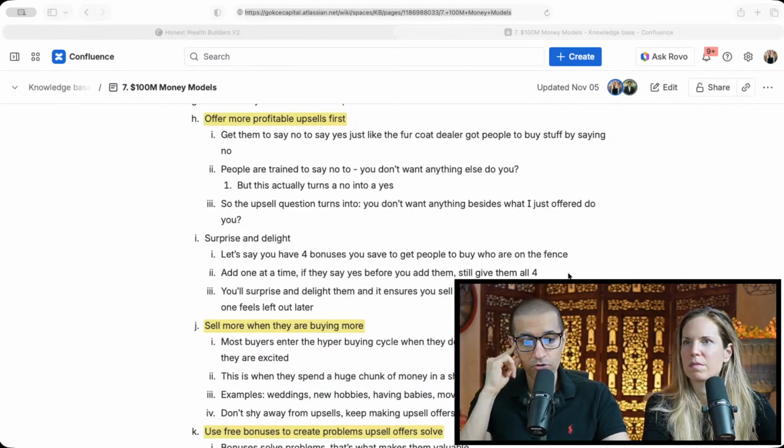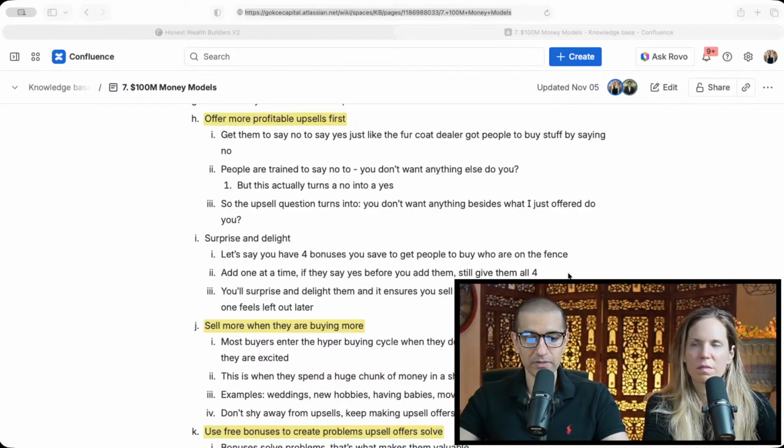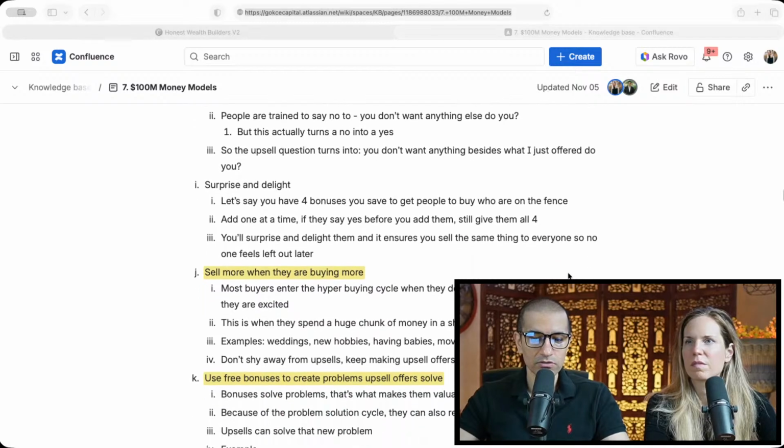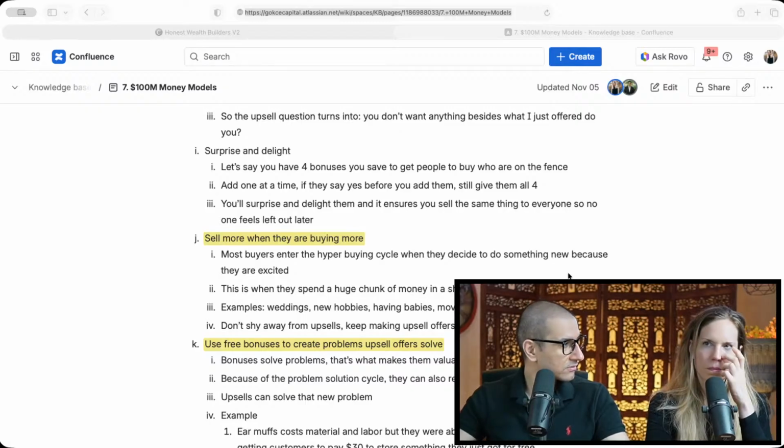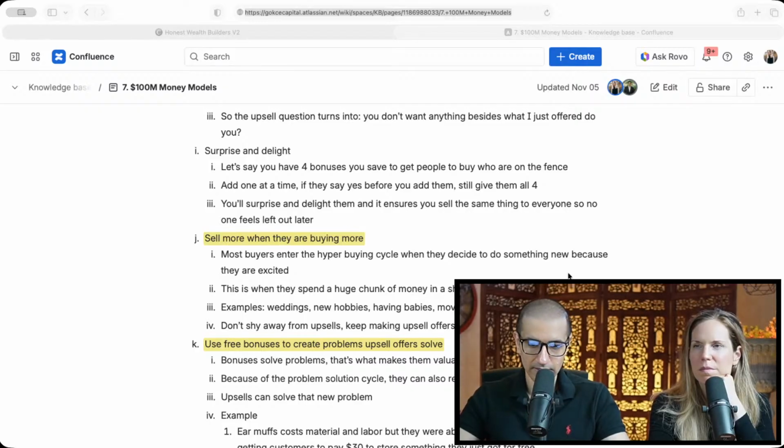Get them to say no to say yes. Just like the fur coat dealer got people to buy stuff by saying no. People are trained to say no to "you don't want anything else, do you?" But this is actually a no into a yes. So the upsell question turns into "you don't want anything else besides what I just offered, do you?" Right? It's genius, but it's only going to work with a smaller item.